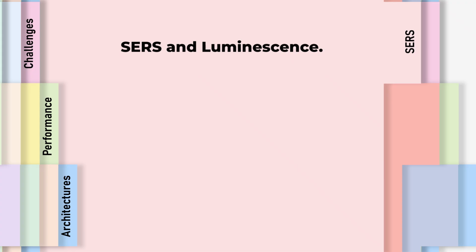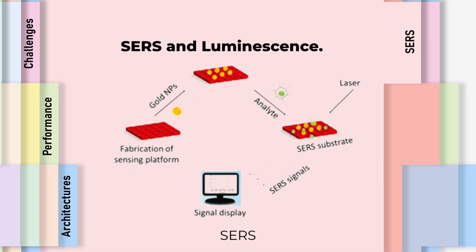SERS and luminescence. Another highly sensitive technique is surface-enhanced Raman scattering, or SERS. In SERS, molecules are placed near nanostructured metallic surfaces, such as gold or silver nanoparticles. When light excites surface plasmons at these nanostructures, the local electric field increases greatly. This leads to a strong enhancement of the Raman signal, about 10^6 to 10^8 times stronger than normal Raman scattering.